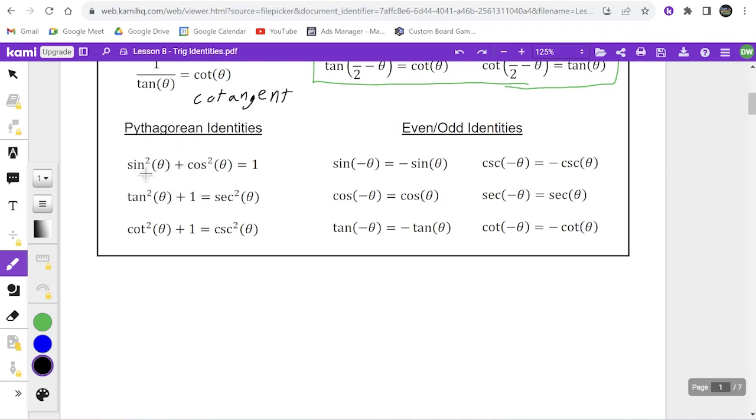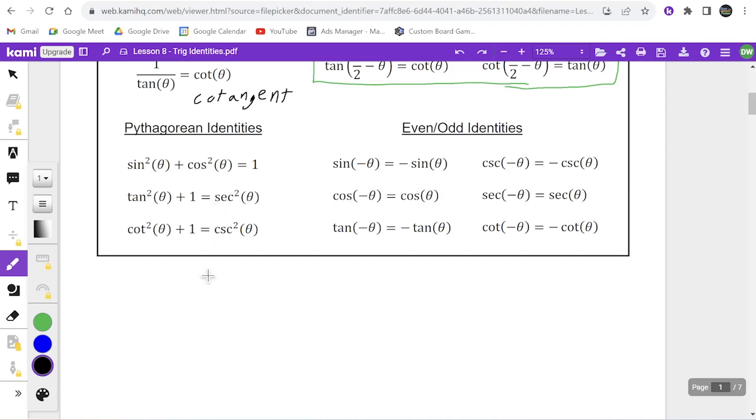So the 3 are sine squared plus cosine squared equals 1. Notice all 3 of these have squared in them. You need squared in order for these identities to work. The next one is tangent squared theta plus 1 is secant squared theta. And then the last one is cotangent squared theta plus 1 equals cosecant squared theta. Basically you notice that the second one and the third one are the same thing, except you just replace tangent with cotangent and secant with cosecant, and that makes sense. And then the only one that's really different is the sine and the cosine one.